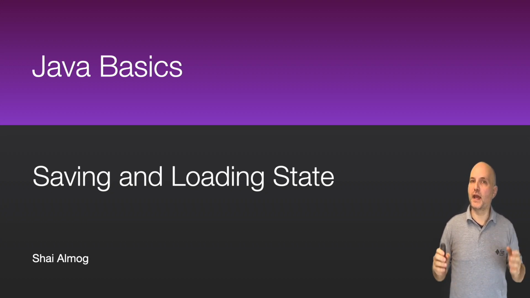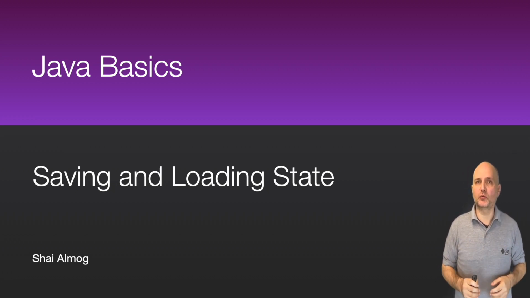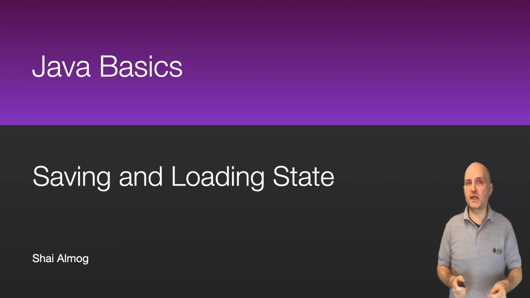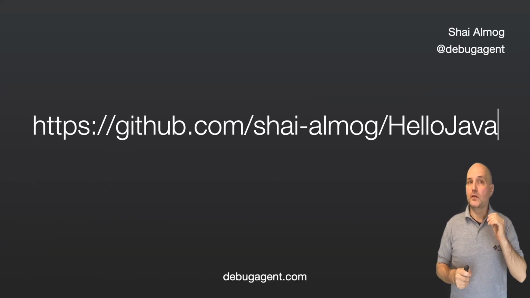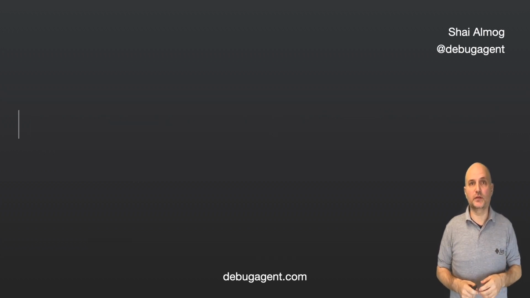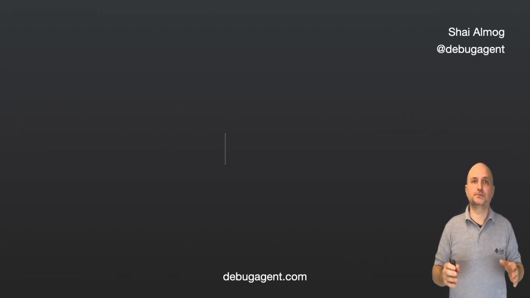Last time we enhanced our Wordle game, but it still doesn't remember where we were the last time around. This time we'll fix that. We will save the application state and load it. This is the code from the last video, which is our starting point. Today's code is in this URL. It too is in the video description, so you don't need to copy that either.